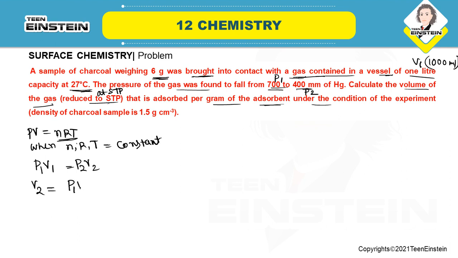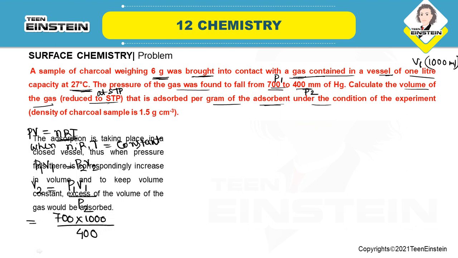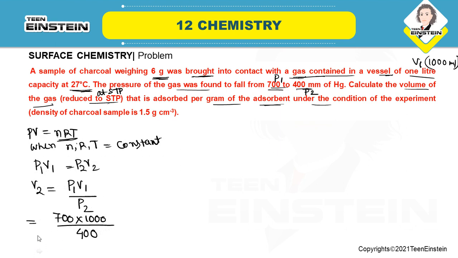So the equation will be V2 equal to P1V1 by P2, that is 700 times 1000 divided by P2, which is 400. So from calculation you will get the volume as 1750.